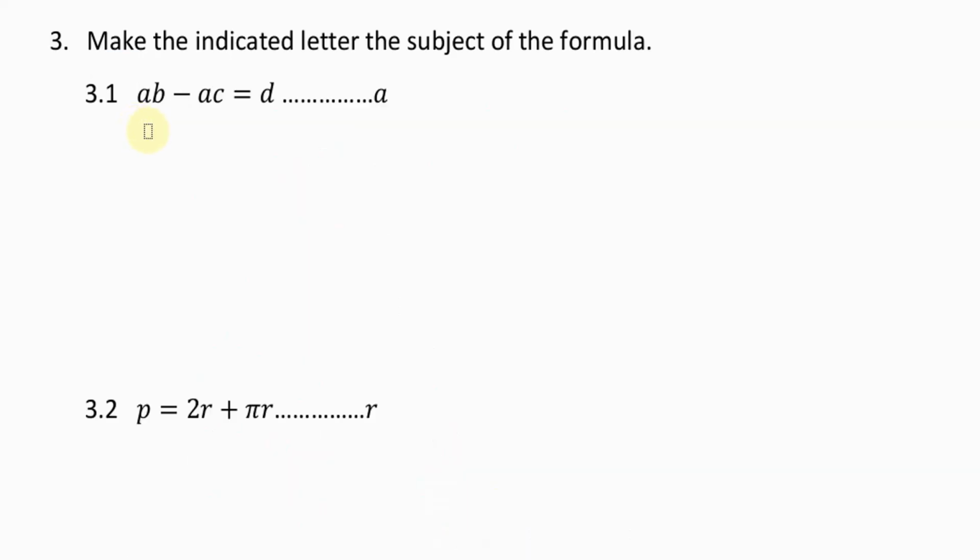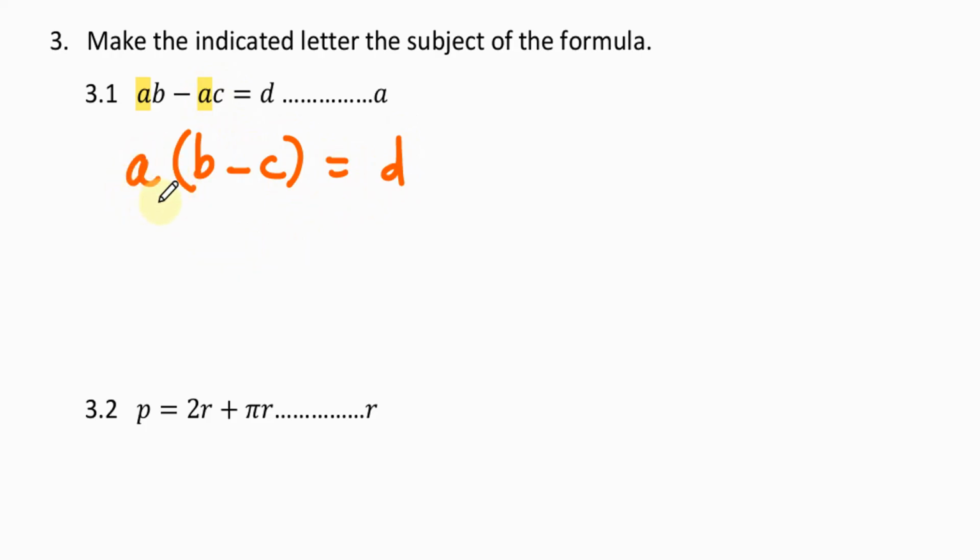So in 3.1, we need to make a the subject of the formula. What's important to note here is that a appears in 2 terms on the left-hand side. So how do we deal with this? We simply take it out as a common factor on the left-hand side. And here we're going to be left with b, then the minus, and here we're going to have c left.